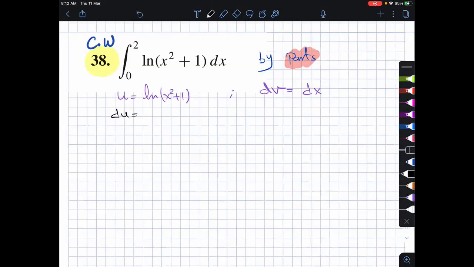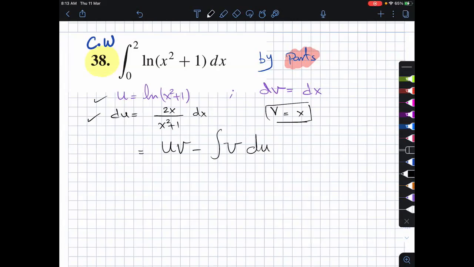Excellent. The derivative of ln of any function is the derivative of that function over the function itself. So it is 2x over x squared plus 1 with respect to x, dx. Then the integral, v equals x. So v is x, and we have du and u. So what's the rule? uv minus the integral of v du.